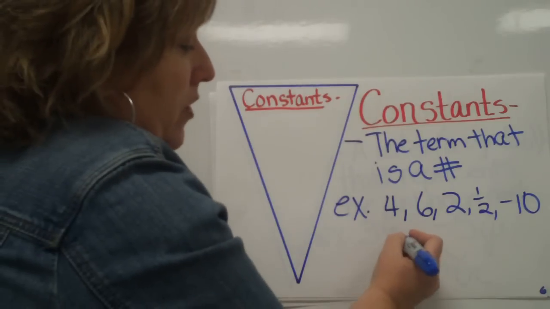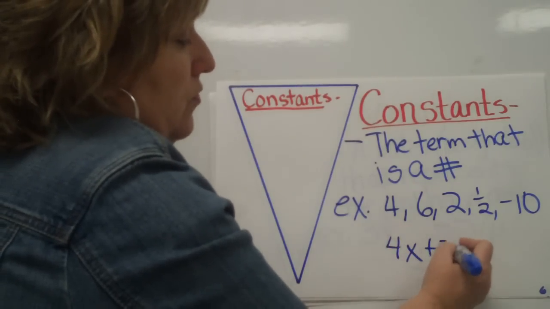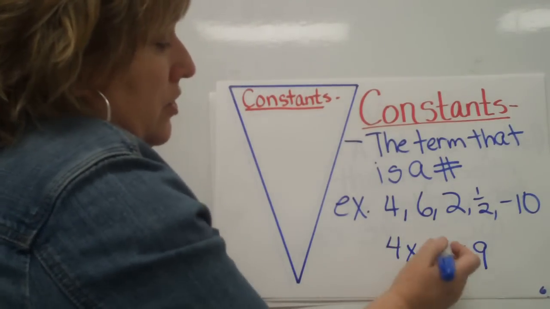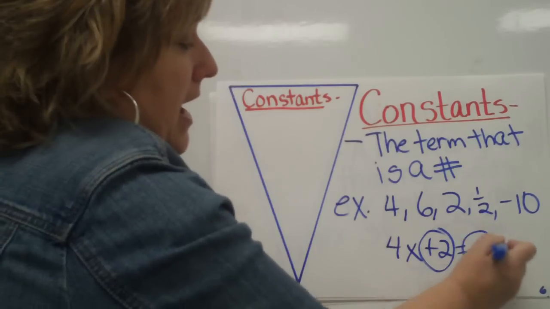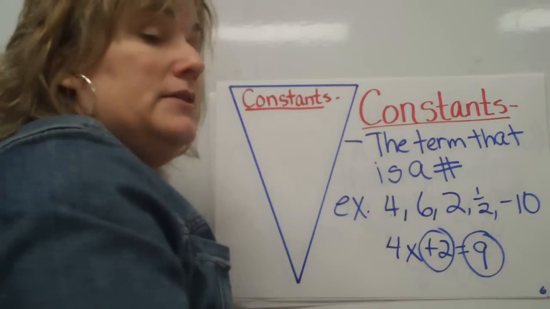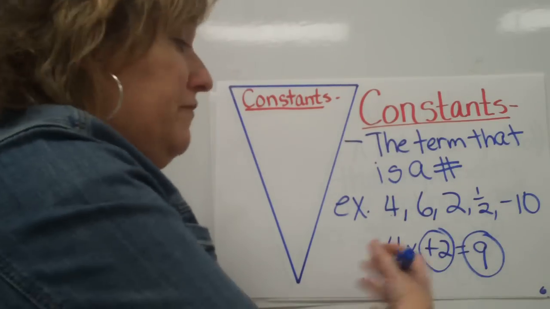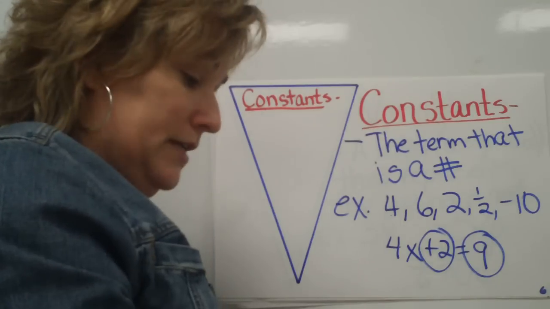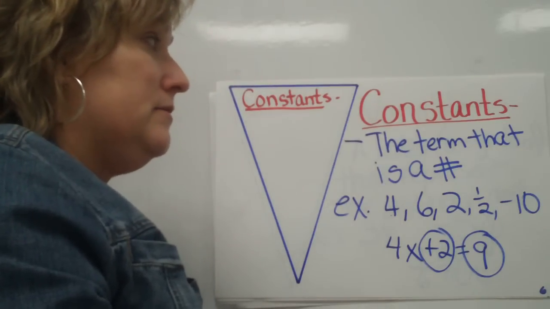If I were to have 4x plus 2 equals 9, 2 and 9 are constants. Those are all constants because they are my numbers. They have no variables with them. So those are what we call the constants.